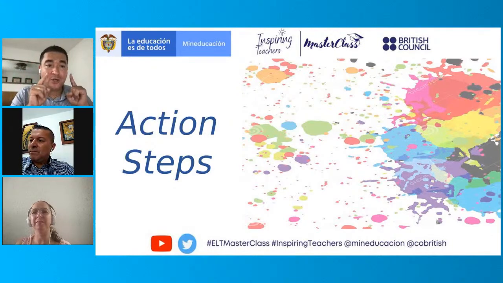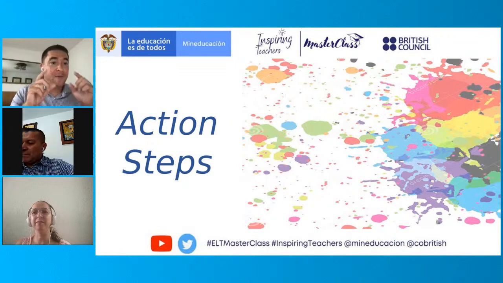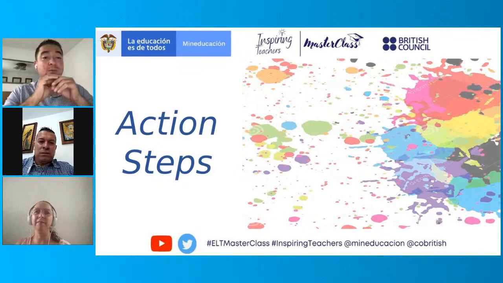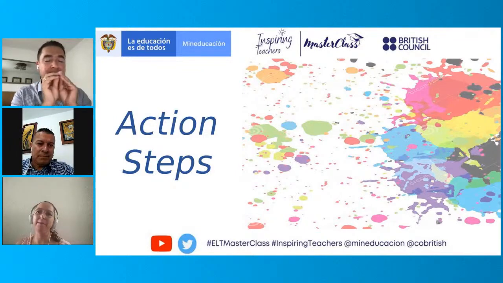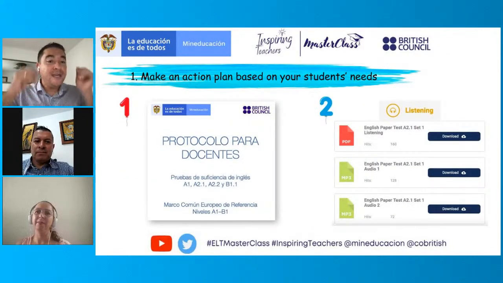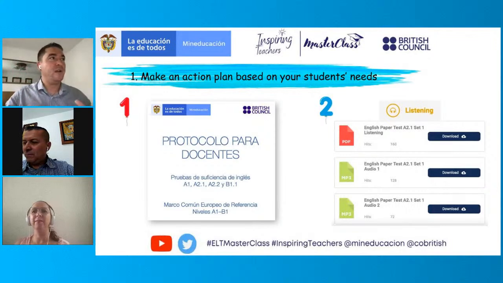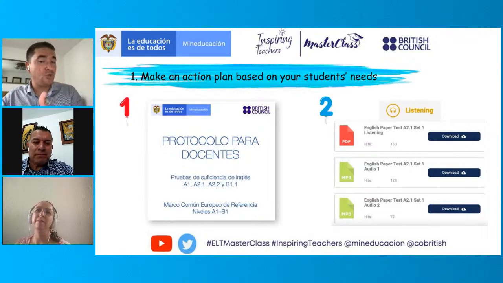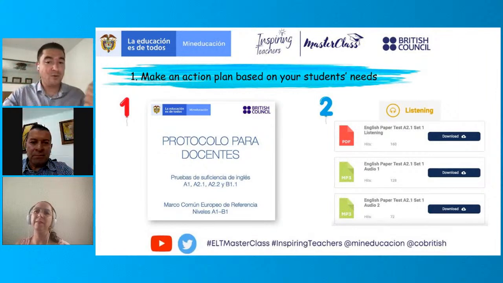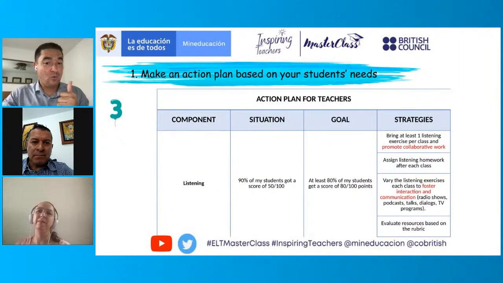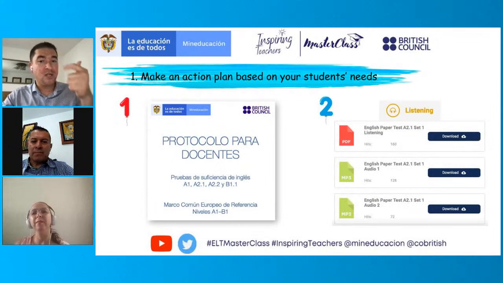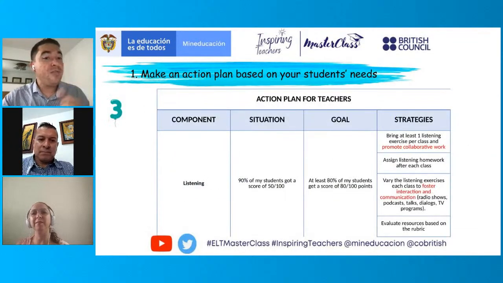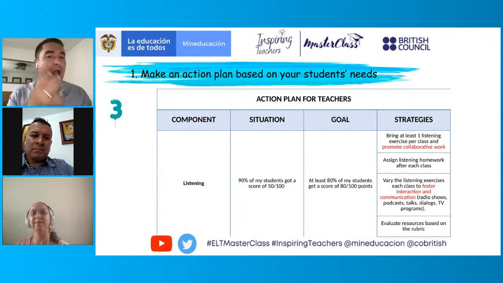So Martin, you're going to be in charge of action step number 2, okay? Because in action step number 1, it was beautifully explained. It was amazingly explained by teacher Rocio. That is exactly the action step. Teachers, action step number 1. First, make an action plan based on your students' needs. Remember the protocol, remember the test, remember to follow all this. That's number 1, the protocol for the teachers. Number 2, select the test. And number 3 is design your action plan.